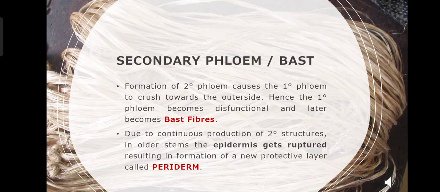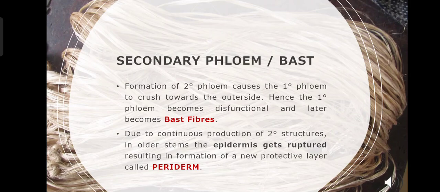The secondary phloem, also known as bast. The formation of secondary phloem causes the primary phloem to crush towards the outer side. Therefore, the primary phloem becomes dysfunctional and later becomes bast fibers, which is a very economically beneficial forest product.